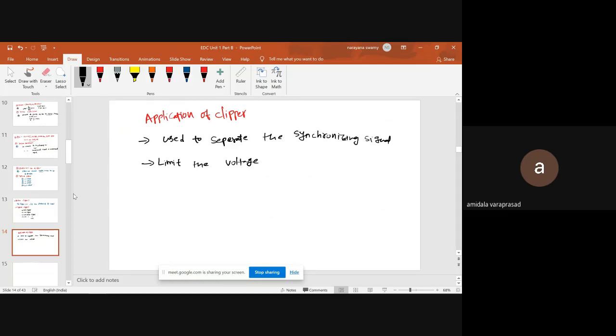To remove noise spikes in the signal. This is application of clipper.